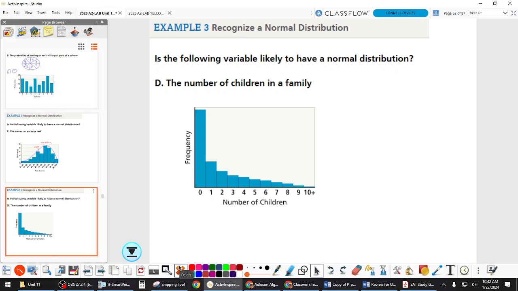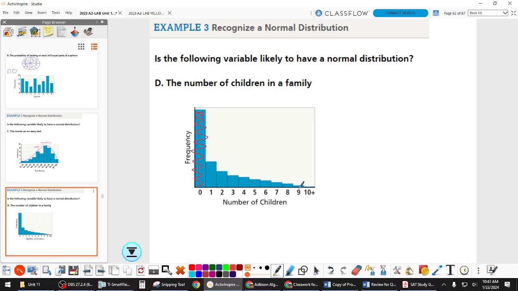There's an argument to be made that 0 should not be on here because we're talking about children, but even if we take off this bar, it's still heavily skewed to the right. Why? It's because of what you guys said. Most people have like 1 to 3 kids. Probably worldwide, that would definitely be true. And then the higher numbers definitely tail off. So, skewed right.